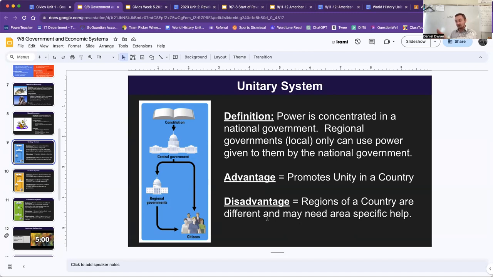So this is not what the US has, but imagine if we did have this, people who lived in lesser populated areas wouldn't really get their problems solved. Like the federal government's not going to spend a ton of money on people living in Wyoming because they're not going to affect the votes of the total government. So they would kind of ignore them.